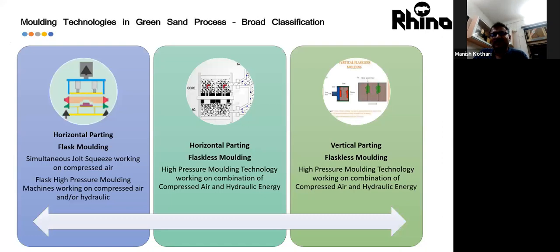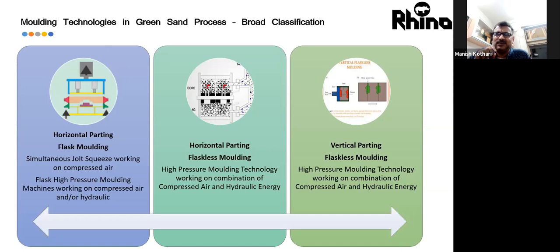We'll start from some basic fundamentals of understanding the molding technologies in the green sand process, which I would divide into three parts. Even today, in many of my discussions, when people talk of flaskless, we are not able to differentiate which flaskless they mean. So we can broadly categorize them into three parts, which most of us are aware of, but still it gives us a ground from where to start.